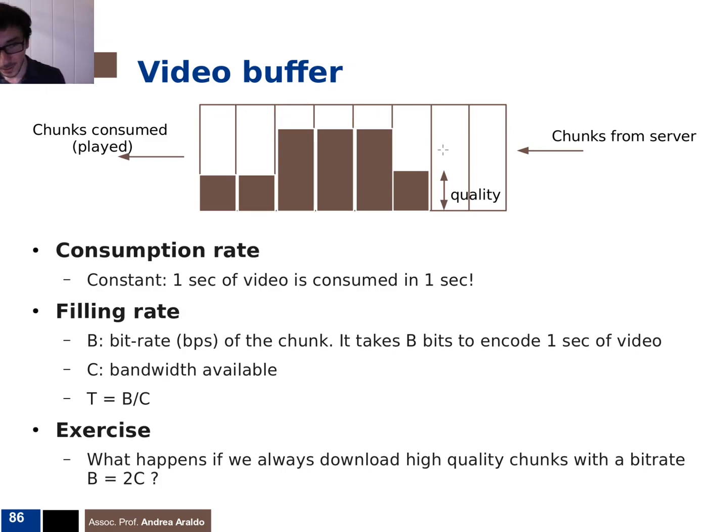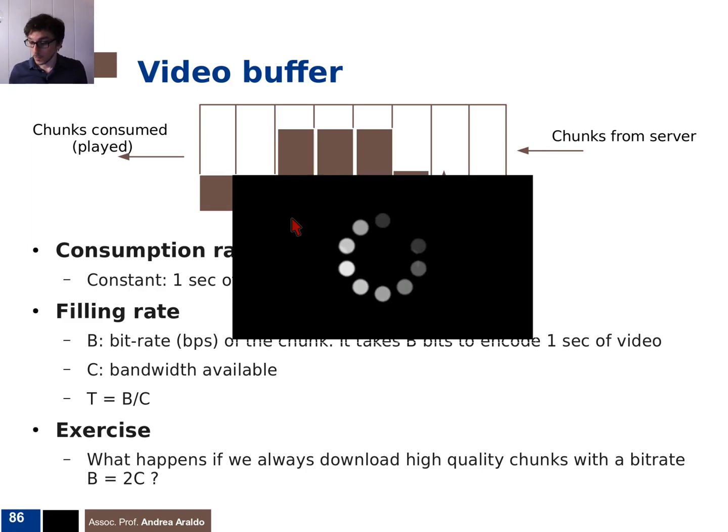What I want to emphasize here is that there are two processes going on in parallel. One is the process of consuming the chunks, which is a constant process, because each second of video is consumed each second. On the other side, we have another process that is downloading chunks from a server, and this can have different speed depending on the available bandwidth.